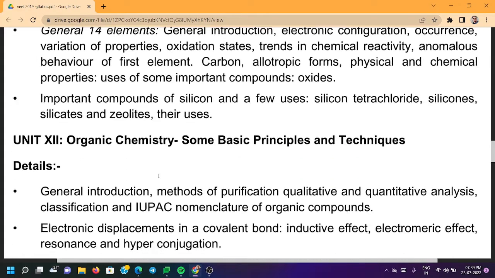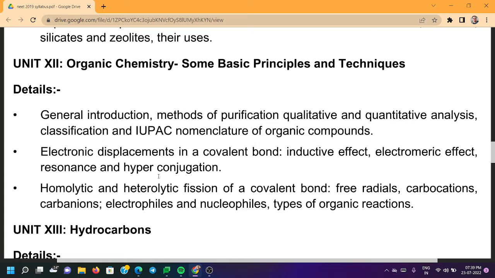Class 11 Chemistry Unit 12 Organic Chemistry, some basic principles and techniques. General introduction, methods of purification, qualitative and quantitative analysis, classification and IUPAC nomenclature of organic compounds, electronic displacements in a covalent bond, inductive effect, electromeric effect, resonance and hyperconjugation, homolytic and heterolytic fission of a covalent bond, free radicals, carbocations, carbanions, electrophiles, nucleophiles, types of organic reactions.